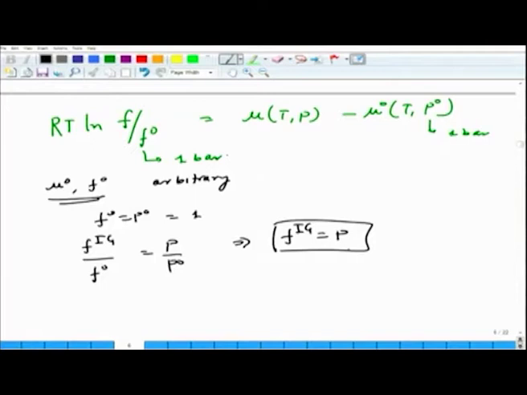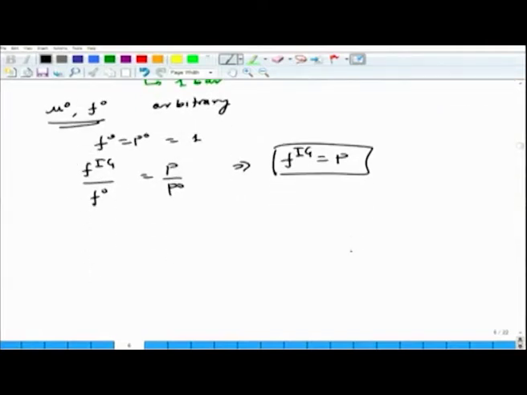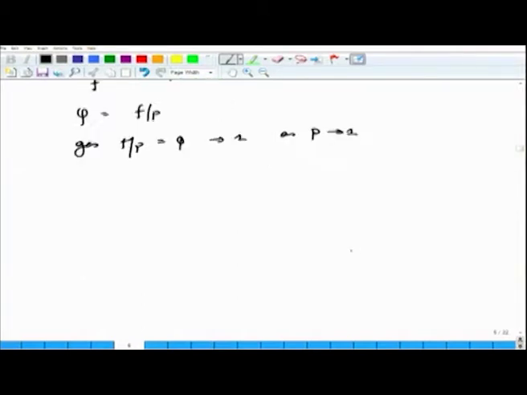Now, the other thing is that sometimes we also define an auxiliary quantity f/P, and for a gas, f/P or φ tends to 1 as P tends to 0. So, when you choose of course f0 equal to P0 equal to 1. Let me further continue with this fugacity expression. Let me go back to the relation of the partial derivative of μ with respect to P, which is related to V.